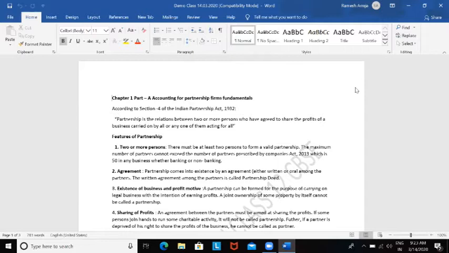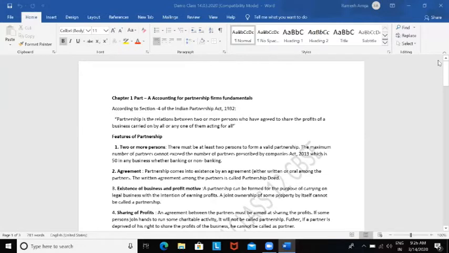Today I'll be talking about partnership and the basic fundamentals of partnership. According to Section 4 of the Indian Partnership Act 1932, partnership is always governed by the Partnership Act 1932. There are certain rules which a partnership firm has to follow. According to Section 4 of the Indian Partnership Act 1932, it's a definition.